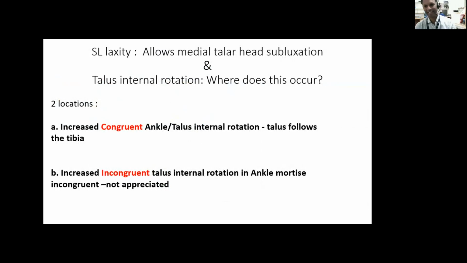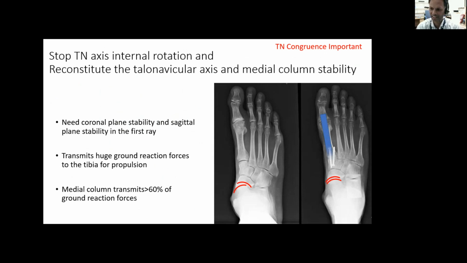So the spring ligament laxity allows medial talar head subluxation and talus internal rotation. And where does that occur? It occurs at 2 points. It occurs congruently early in stance, where the whole talus and the tibia internally rotate, and it occurs incongruently, where the talus internally rotates excessively within the ankle mortise itself. And that's actually underappreciated. It's very important to note that when you are going into toe off, particularly in accelerative gaits, you can have 10 times your body weight in force generated going through that stable first ray. And congruency of that talonavicular axis allows that huge axial force to be transmitted to the tibia to then generate a forward propulsive thrust.